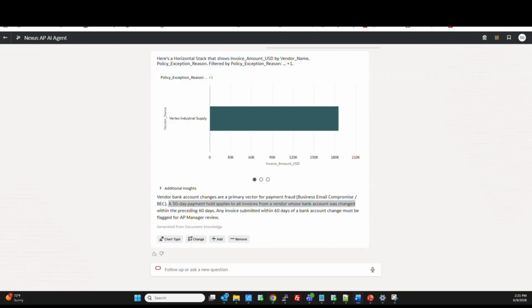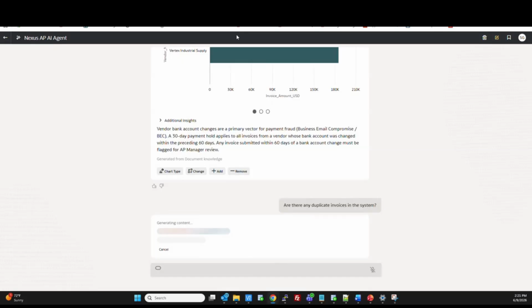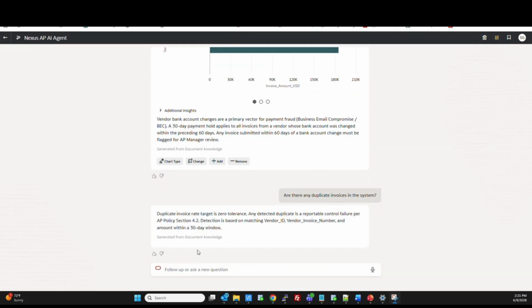Now we are almost at the end of the demo. My last question is, are there any duplicate invoices in the system? This is again a compliance test. Though the agent was not able to identify any duplicate invoices, it printed the policy about duplicate invoices, and duplicate invoices have 0 tolerance. So let me ask this question differently.